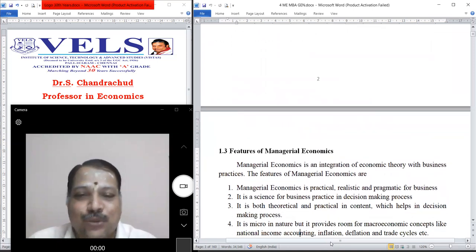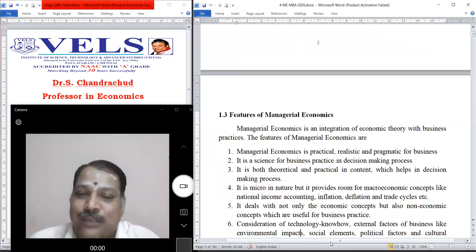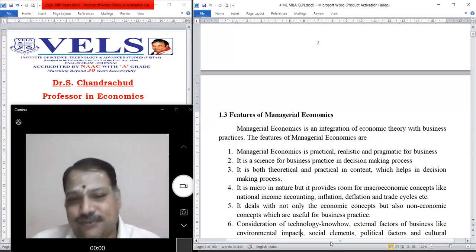Now, let us move to the features of managerial economics. Managerial economics is an integration of economic theory with business practices. So, keeping this particular concept in mind, we can list out the features. These are the features we come across while we are studying managerial economics. Number one, managerial economics is practical, realistic, and pragmatic for business.